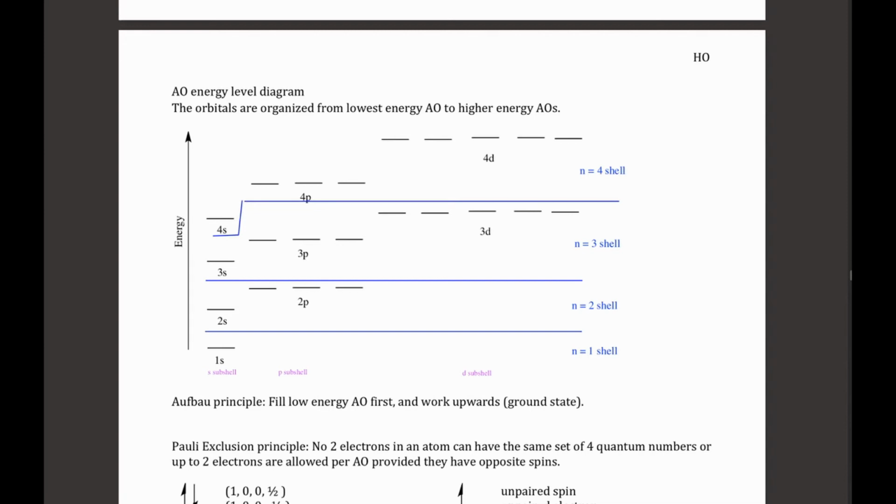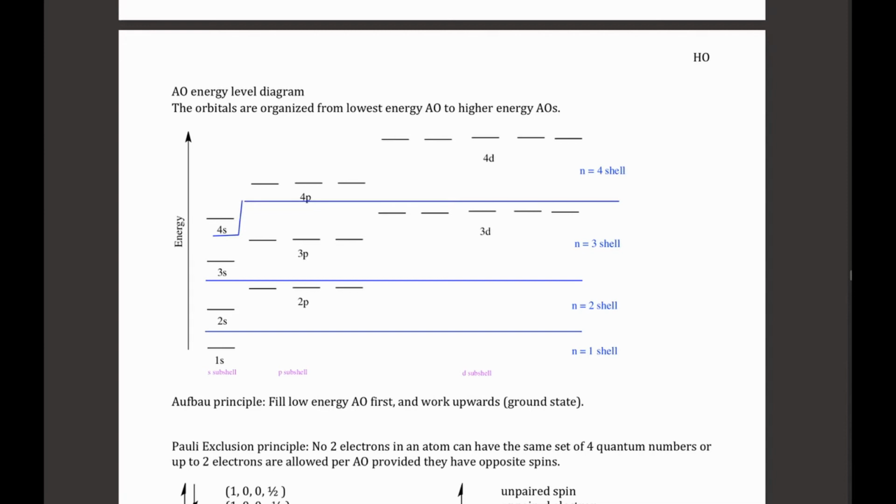Oh, notice that the 1s atomic orbital, that's the only orbital in the n equals 1 shell. So the n equals 1 shell, done. And then we get to the 2s atomic orbital. Well, in the n equals 2 shell, we can have L equals 0, the 2s atomic orbital. We can have L equals 1, the 3 2p atomic orbitals.